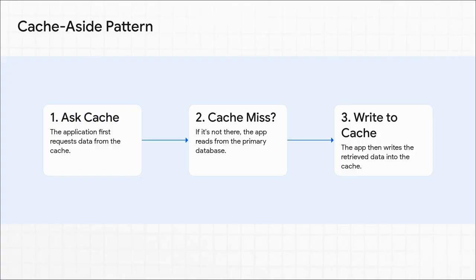The most common pattern out there is called cache aside. It's actually pretty straightforward. First, the application looks in the cache. If the data isn't there, and we call that a cache miss, the app itself then takes on the job of grabbing it from the main database and then putting it into the cache for the next person who asks.